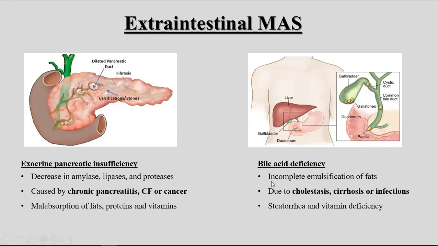And in this case, bile is very important for the emulsification of fats, so you're going to have a predominant fat malabsorption. So you're going to present with steatorrhea, which means that you're going to have an increased amount of fats in the stool, and you're also going to have vitamin deficiency, which is mainly going to be of the fat-soluble vitamins, so your A, D, E, and K.